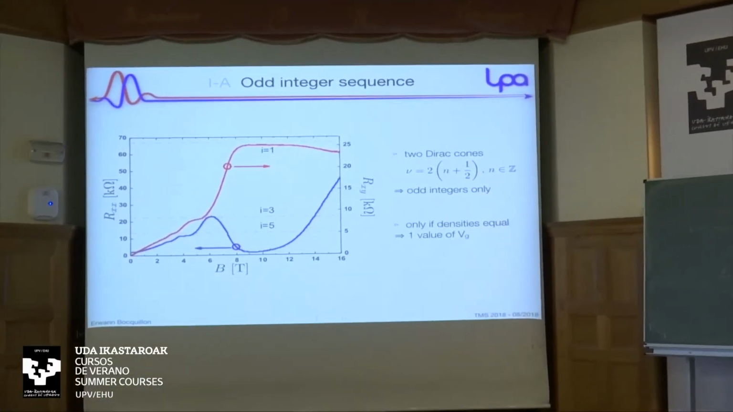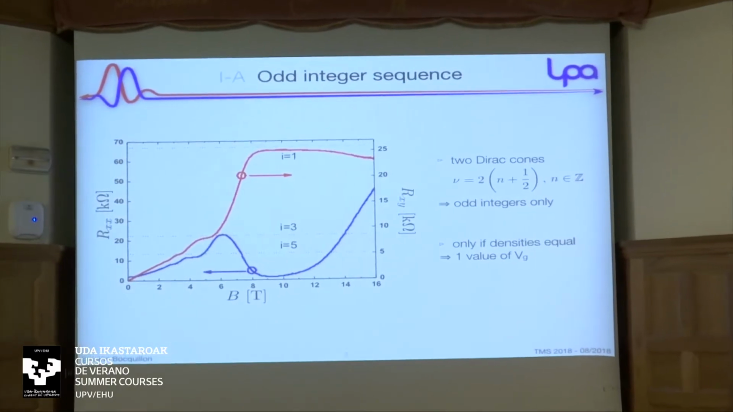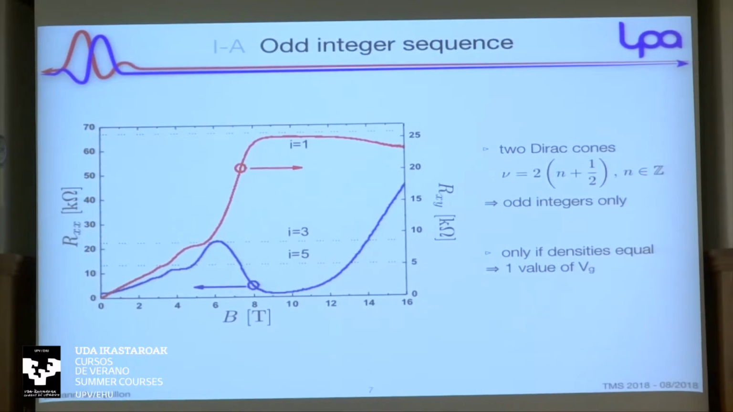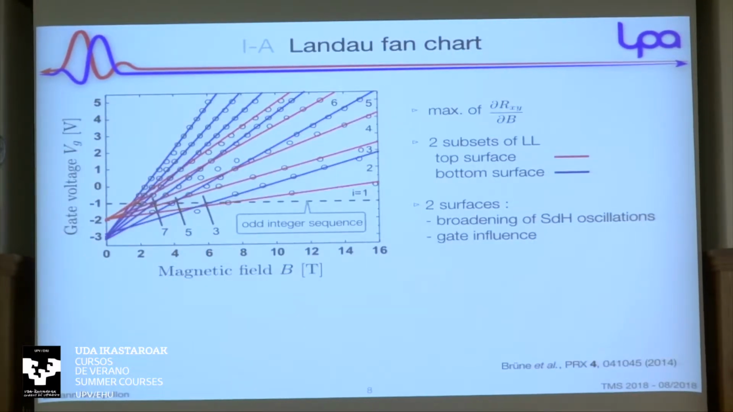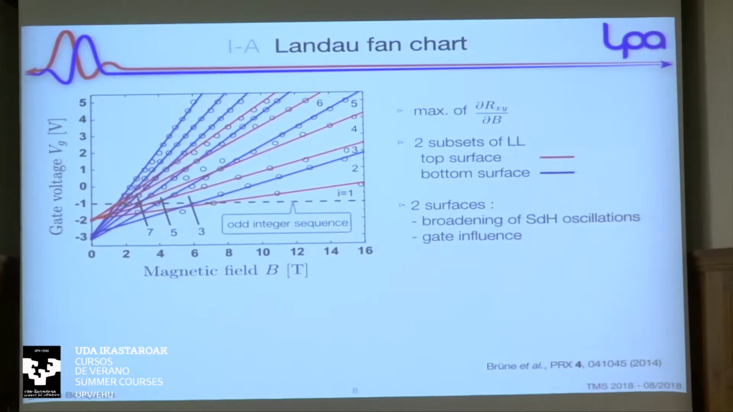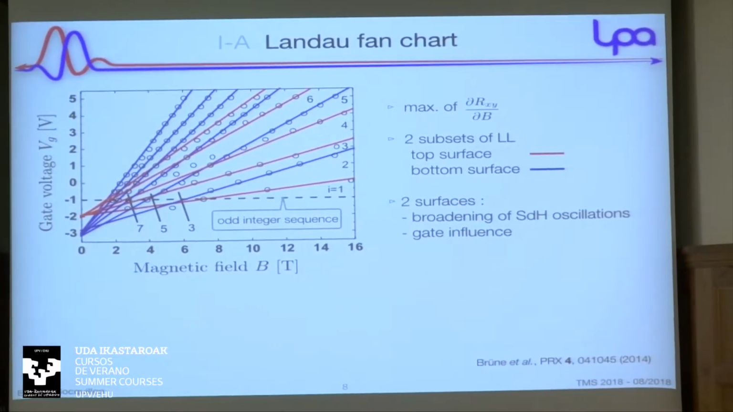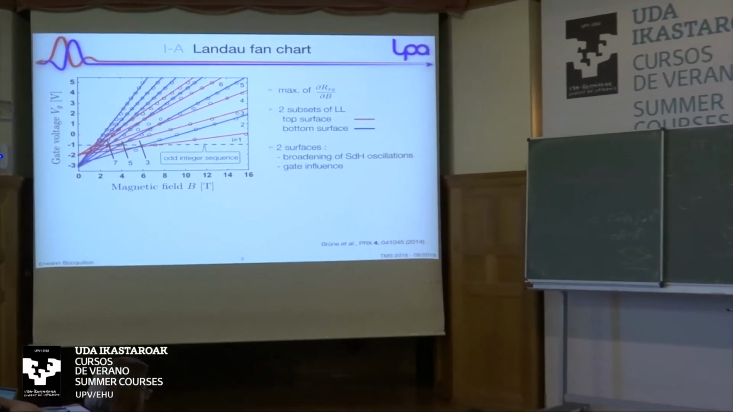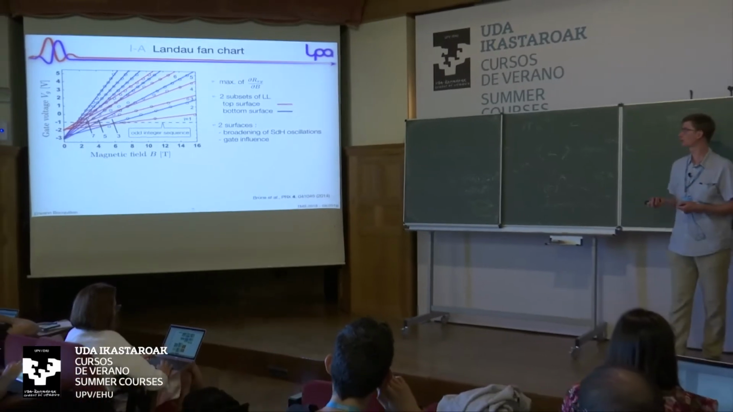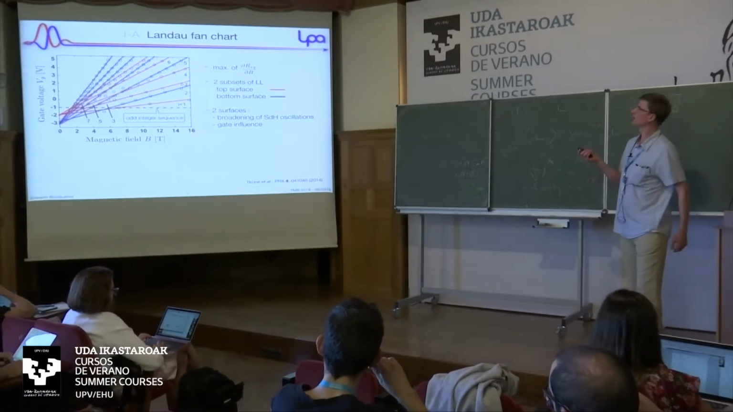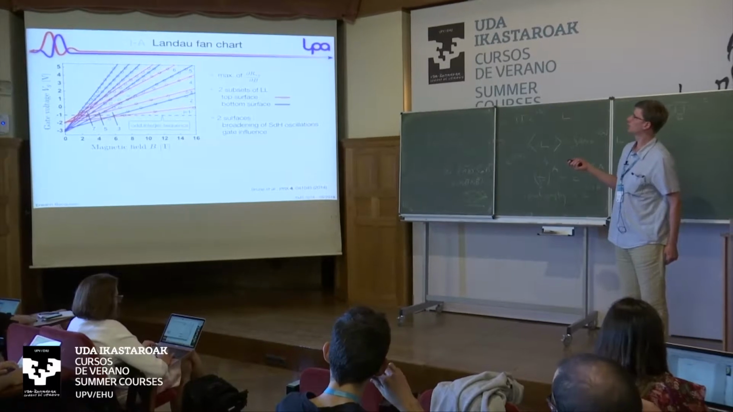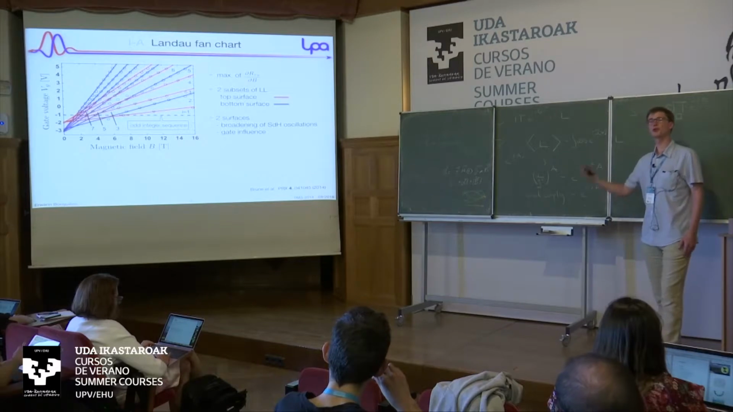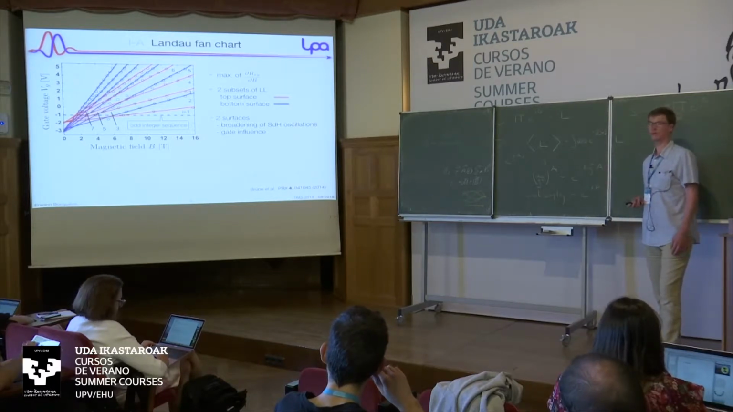So if you tune the density on the top and bottom surface to be equal, then you have two surface states with the same density and you recover two Dirac cones. But if you don't tune the density properly, then you will have two Dirac cones which may behave differently because they have different densities, so they will have a different response to the magnetic field. But you can track the whole response and, for example, look at the maxima of this derivative, and this will tell you where the transition from one plateau to the next quantum Hall plateau takes place.